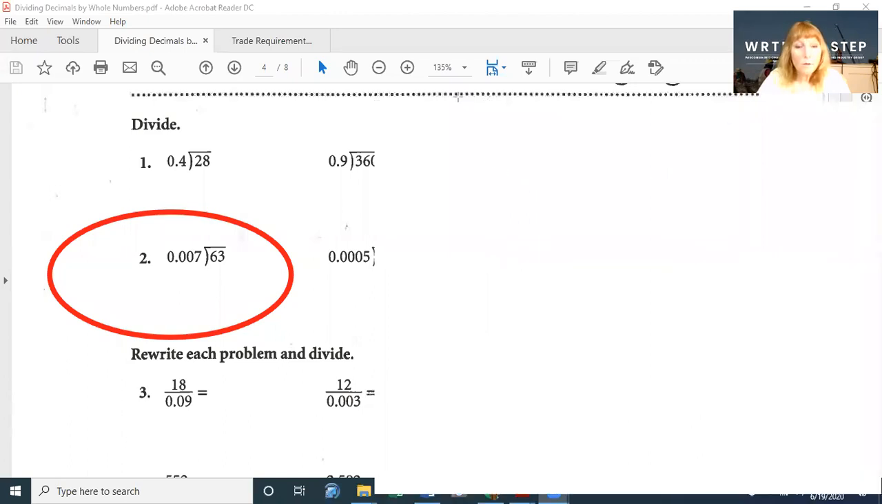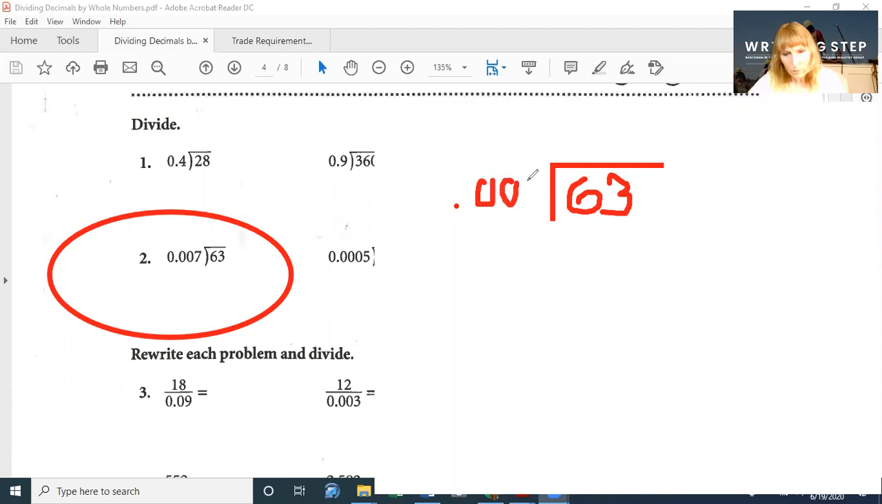And we are going to say, okay, we have 63 on the inside, and we're going to divide it by 0.007. So my first step is to move my decimal on my outside number. So we're going to go 1, 2, 3 spots to get it to the end of the number, which then means we have to move the inside decimal 3 spots.